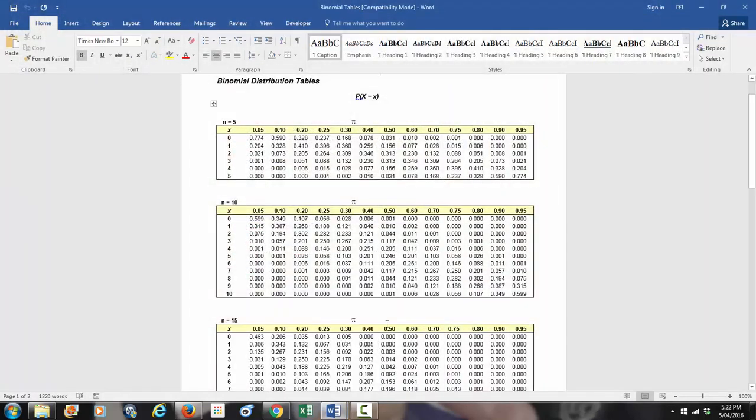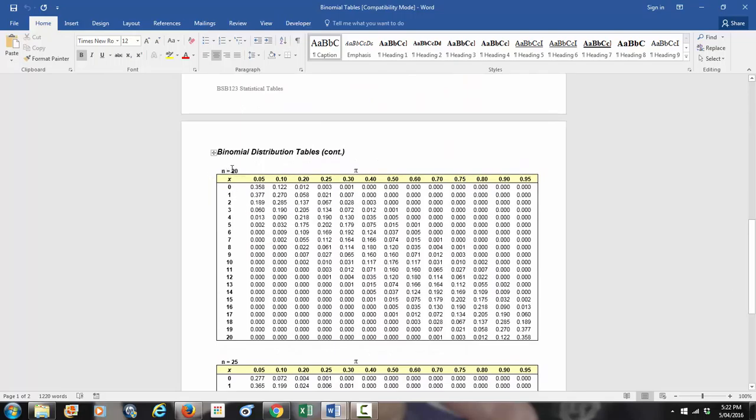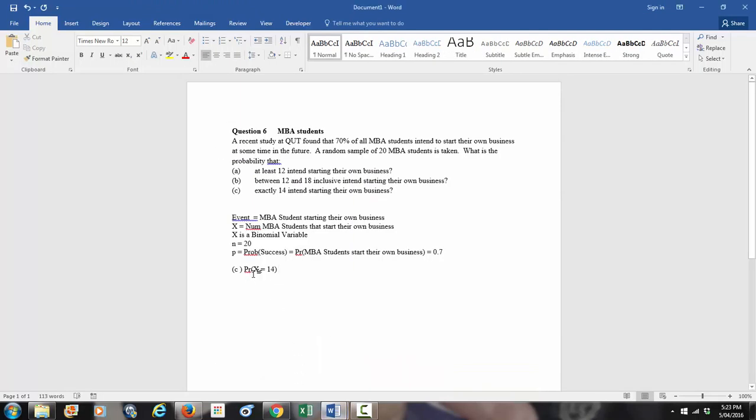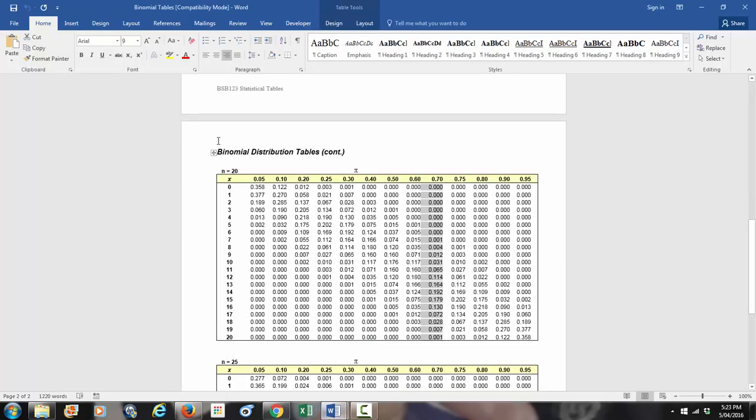So jumping into the binomial tables, we find the table which correlates. Scrolling down, we're working with this column, which is n is equal to 20, and the pi value that we're working with is 0.7. So these are the values that we're going to be working with. That's how you identify the table, that's how you identify the column. Fairly easy stuff, obviously. So we're looking at the situation of when we've got the probability that x is equal to 14.